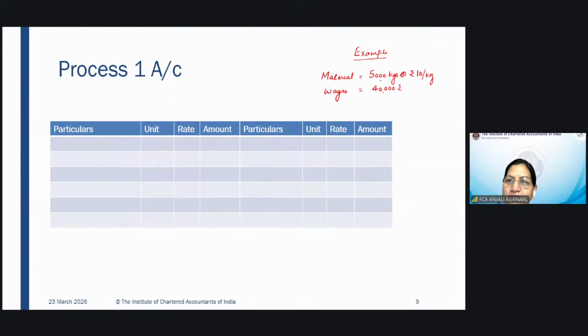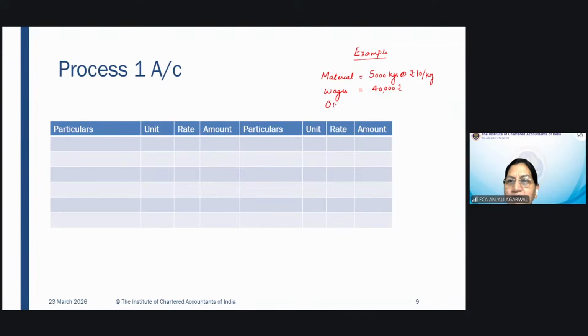You will see some processes are material intensive, where material cost is more and labor is less if they are automated. Some processes are labor intensive, where the cost of material is not very high, but the wages are very high. Particularly in the handicraft industry, with just one thread of negligible value, the craftsmen create beautiful pieces. So that is labor intensive. But when material and labor both are significant, it is neither material intensive nor labor intensive.